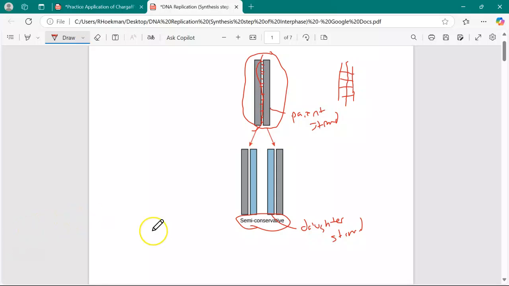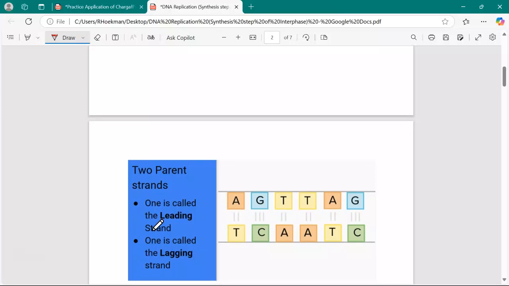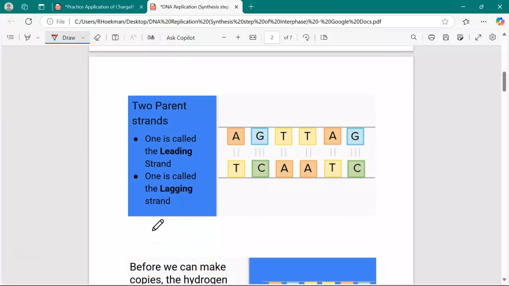So today what we're going to be doing is we're going to learn about that process. So it's called DNA replication. To replicate means to make a copy of. So this is the synthesis step in interphase, okay? And it's when we're making a copy of the DNA. So here I'm just going through the slides that we did in class.